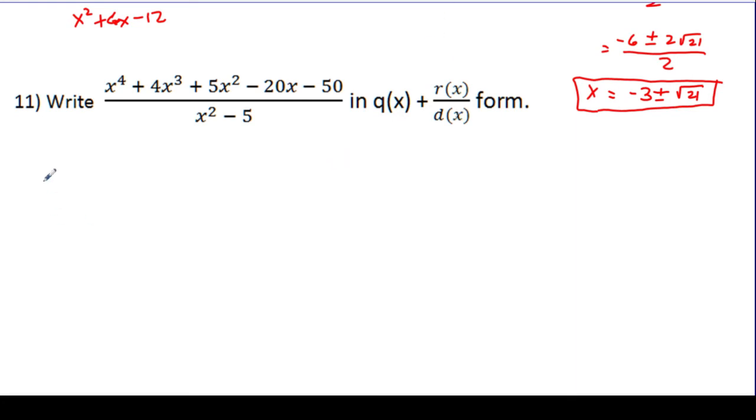So in this case, I need to set up a long division. So let's see how I can draw this. Okay, so I'm going to put the divisor, the bottom number, on the outside: x squared minus 5.